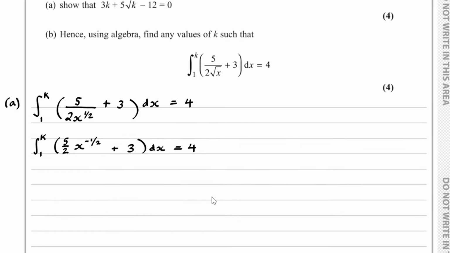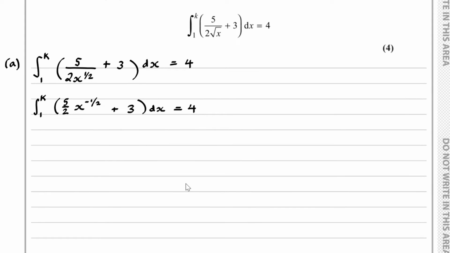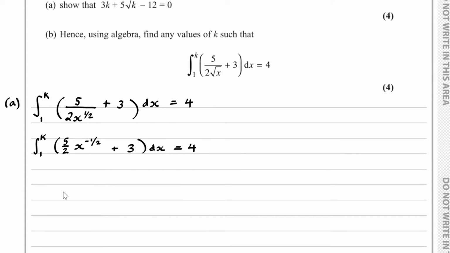Now when we integrate, we add 1 to the power and then divide by the new power. So if I add 1 to the power here, we have x to the power of 1/2, and then if I divide by the new power, 5 over 2 divided by 1/2, that's 5. And then if I integrate 3, I get 3x. And we wish to evaluate this in between 1 and k. And we know that the result of all this is 4.